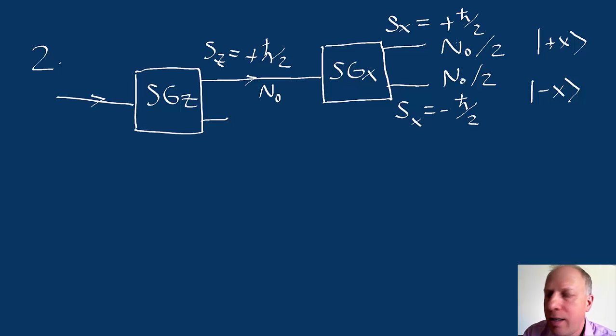If instead of using the Sz equals plus h bar over 2 output as input to the SGX device, we use the Sz equals minus h bar over 2 output, we would get the same result, a 50-50 split of the atoms coming out of the SGX device.